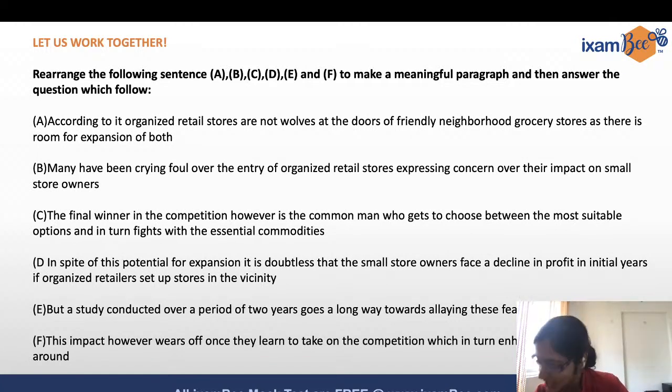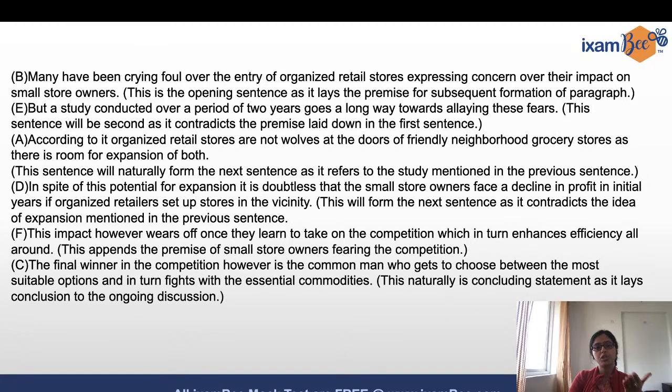Yes, very good. Thank you, Tejashvi. So we have B. If you read B carefully, this is basically the thesis statement. It's summarizing the main theme of the paragraph in one sentence. It's telling you many have been crying foul over the entry of organized retail stores, expressing concern over their impact on small store owners. If you look at the solution, it will tell you the same thing. It's saying this is the opening sentence as it lays the premise for the subsequent formation of the paragraph.